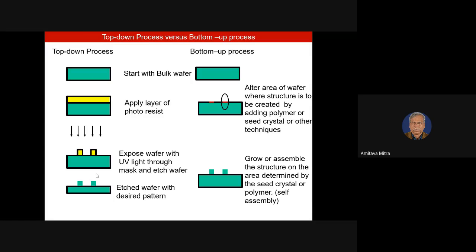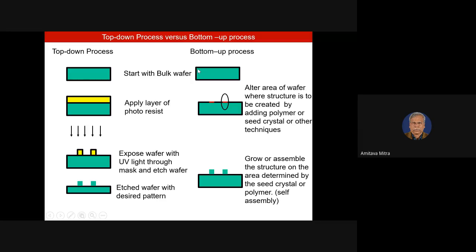So just to have a better idea of the top-down process and the bottom-up process. This is the start of the bulk wafer. In both cases we start with the bulk wafer, then apply a photoresist for semiconducting applications. You use the UV exposure, go through the mask, and etch the wafer with the desired patterns. This is the top-down approach.